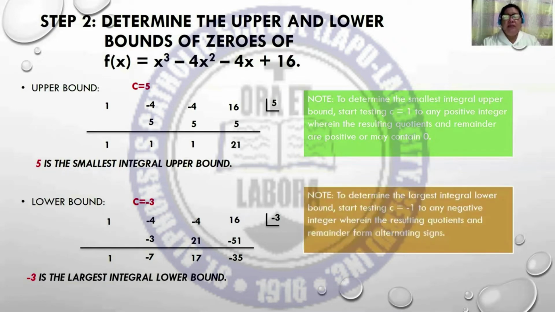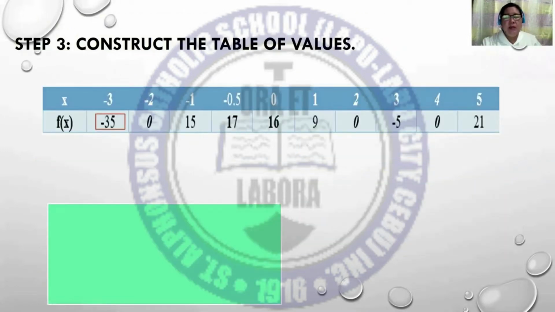So again, just take note to determine the largest integral lower bound. Start testing c is equal to negative 1 to any negative integer wherein the resulting quotients and remainder form alternating signs. So you have positive, negative, positive, negative. Next, you have to construct the table of values.